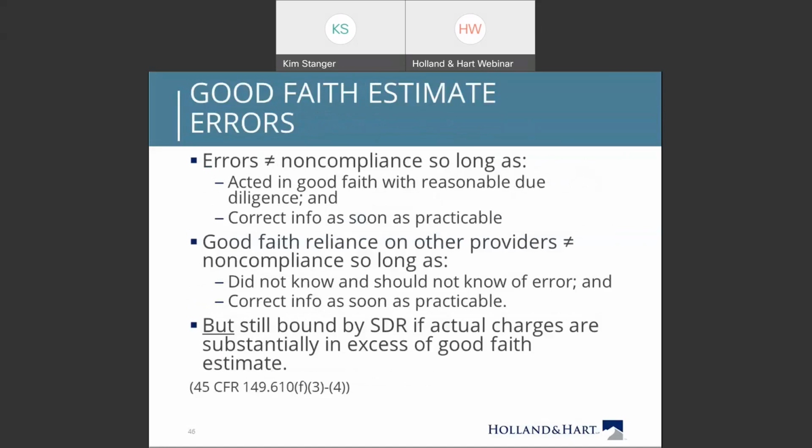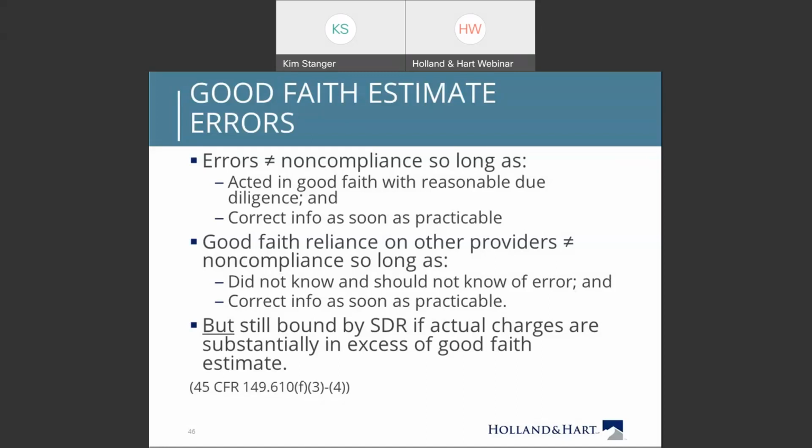If there are errors in the good faith estimate, just because you made good faith errors does not mean that you have violated the rules. So presumably you would not be subject to the monetary penalties so long as you act in good faith with reasonable due diligence and you correct the information as soon as possible. In addition, to the extent that you've relied in good faith on information provided to you by somebody else, like the co-provider, and if there's an error in that information, again, you're not deemed to be non-compliant so long as you did not know and should not have known of the error and you correct the information as soon as practicable.